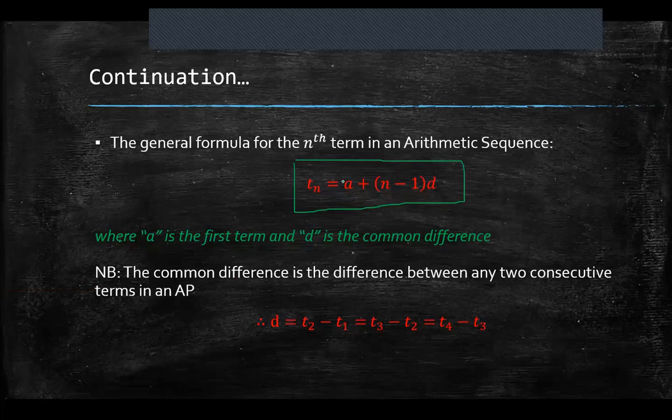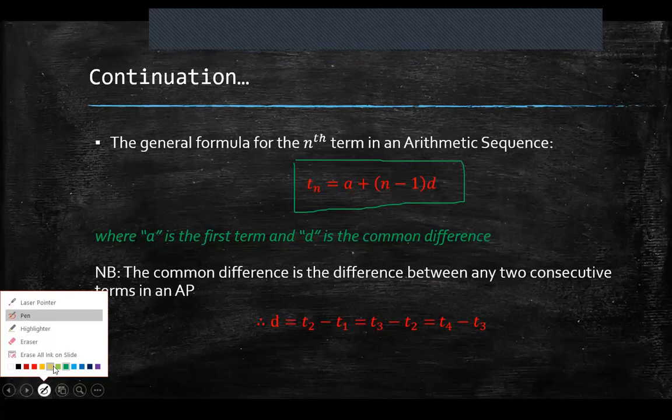So Tn is equal to A plus n minus 1 by D, where A is the first term in the sequence and D is the common difference, which is the constant amount that is continuously being added or subtracted. And you need to note, the common difference is the difference between any two consecutive terms in an AP. So when you are given a sequence and you're required to find the common difference of that sequence, this is what you do. You would say the second term minus the first term, or you could say the third term minus the second term. You'll get the same thing, right?